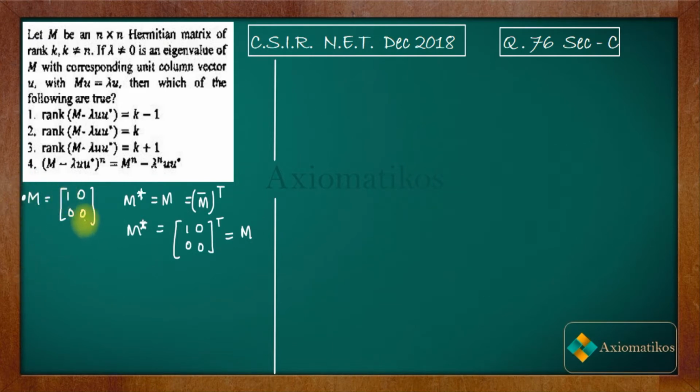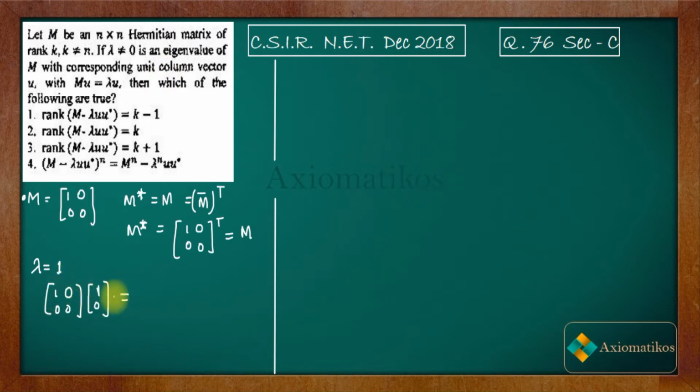Now it is a diagonal matrix also, so 1 and 0 are the eigenvalues. The question is considering a non-zero eigenvalue, so my lambda is 1. Now you see, if [1 0; 0 0] is multiplied by the vector [1; 0], it's a non-zero vector and it is a unit vector also. If you find its norm, you will get 1. So the unit column vector they are talking about means the norm of this vector should be 1.